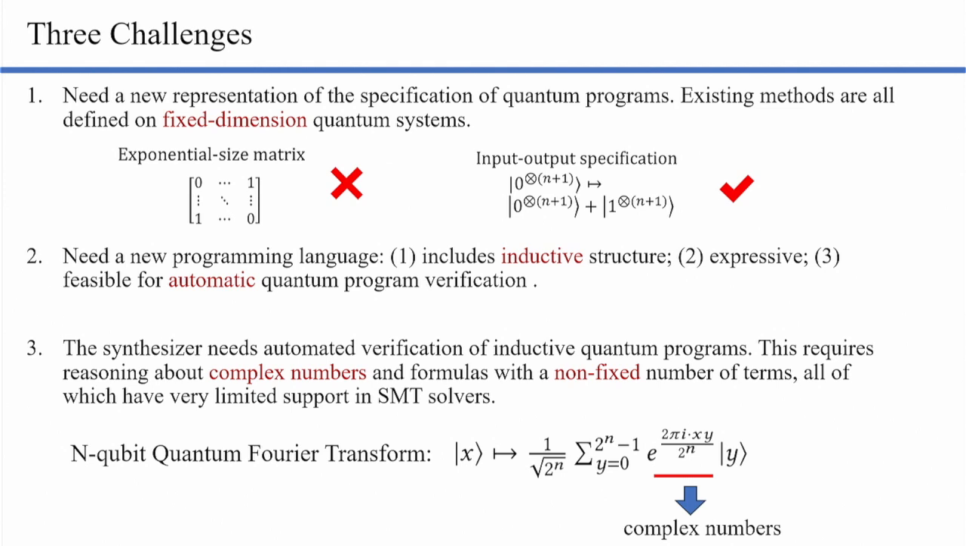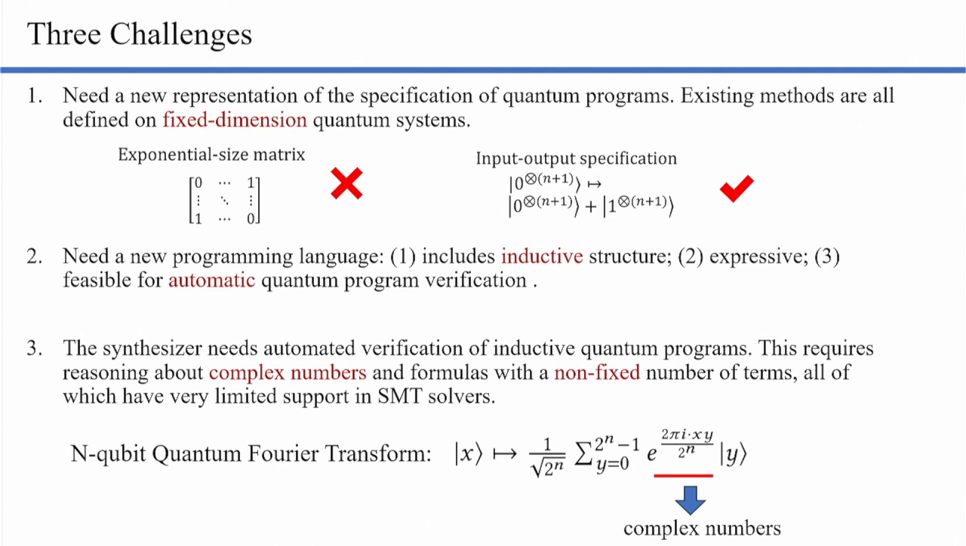This challenge comes from the fact that complex numbers are very common in quantum programs. Almost every quantum state or all quantum programs include complex numbers. And complex numbers mean that we need to deal with many nonlinear terms, such as sine, cosine, or some e expression during the verification. And also, in some quantum expressions, there are some non-fixed numbers of terms in the expression.